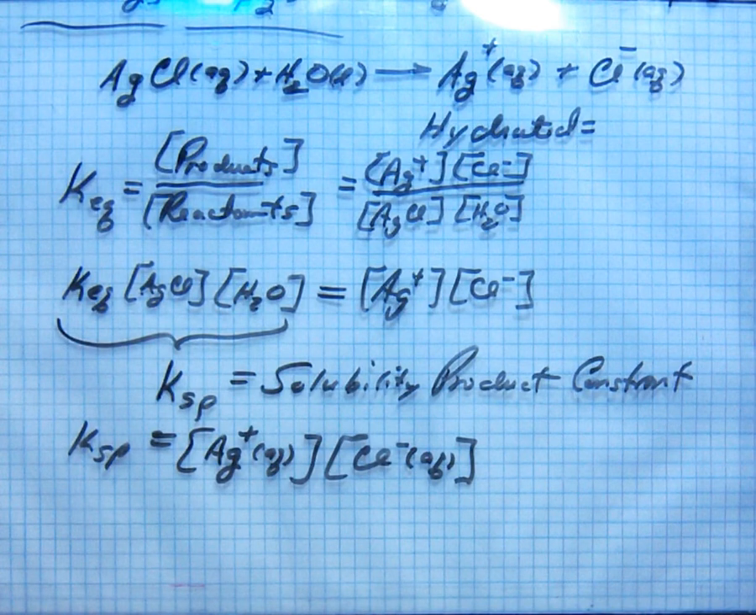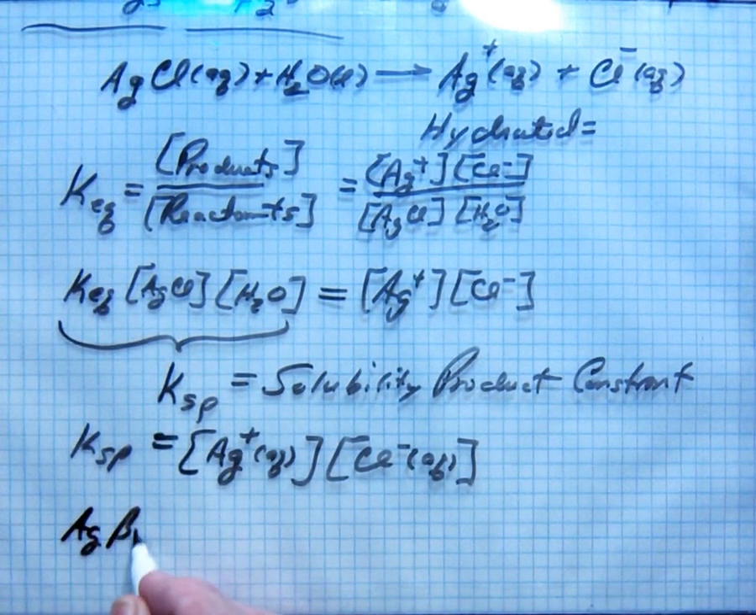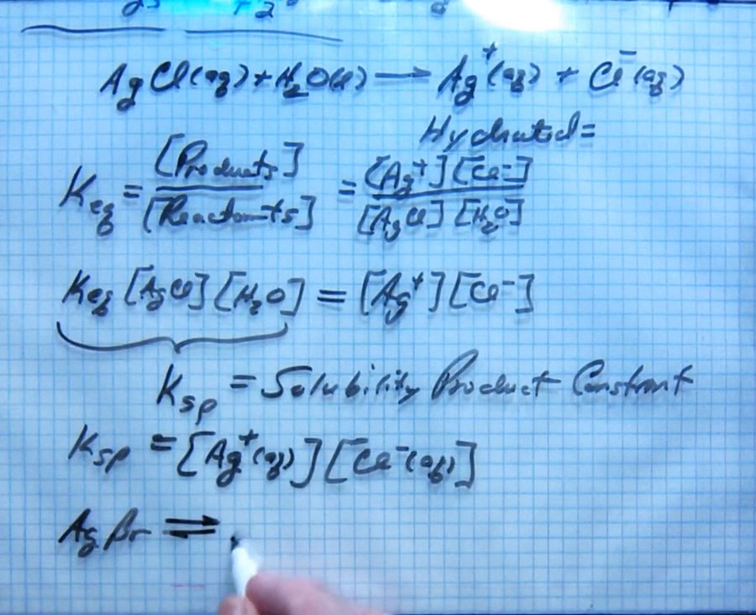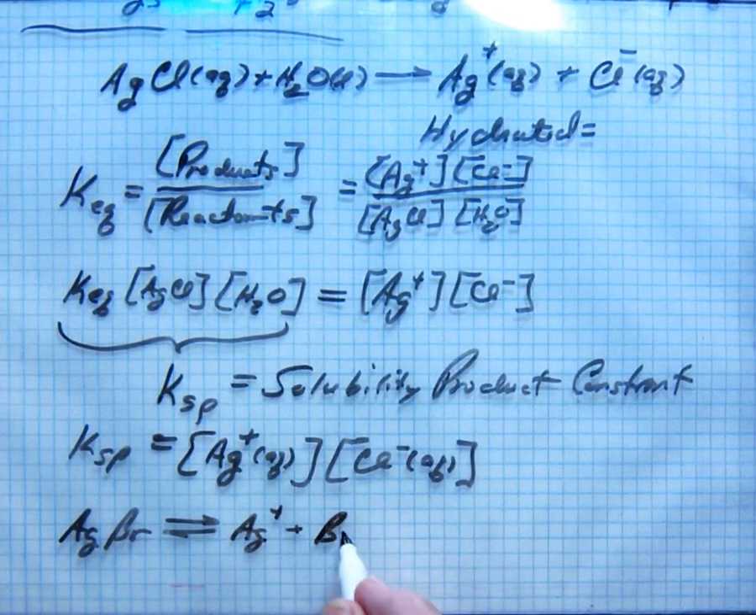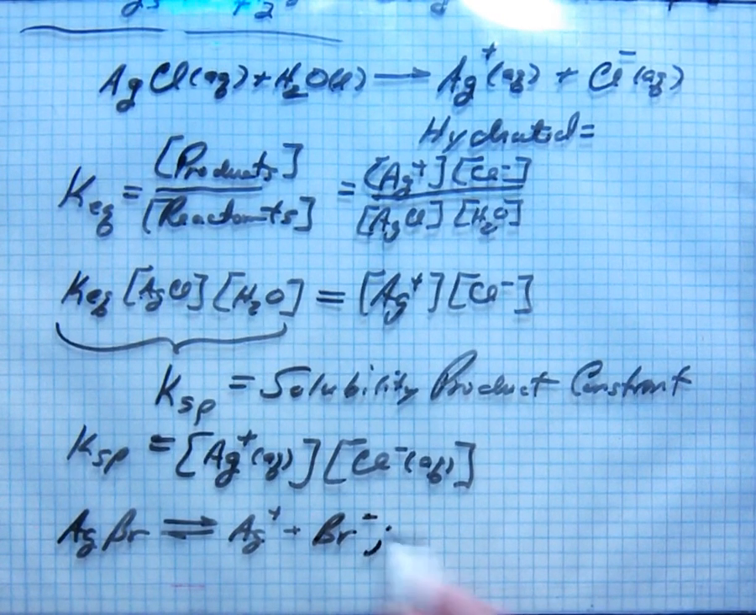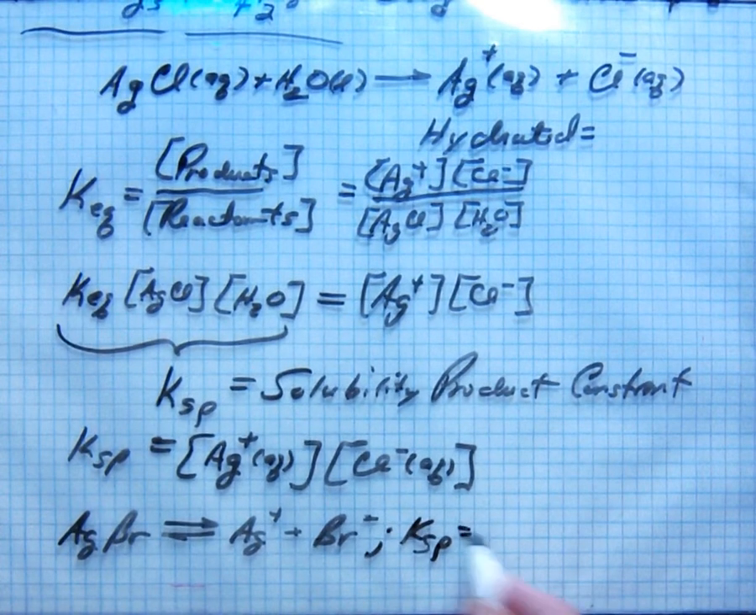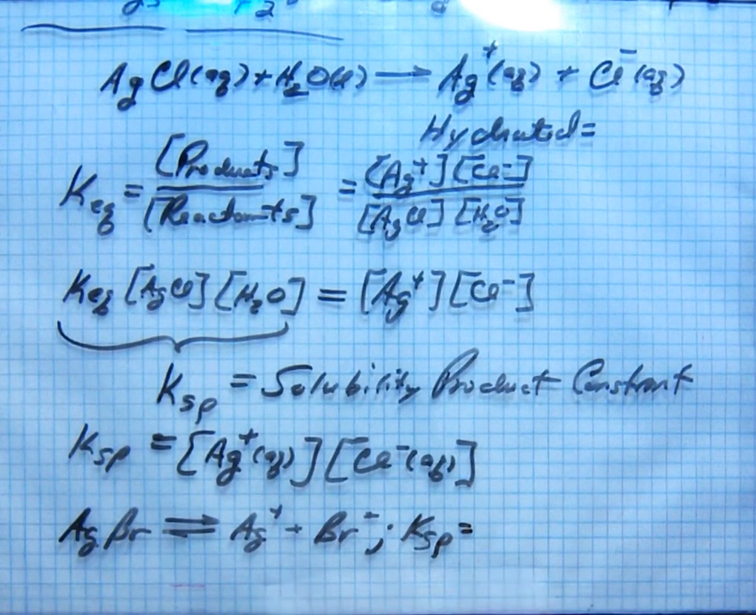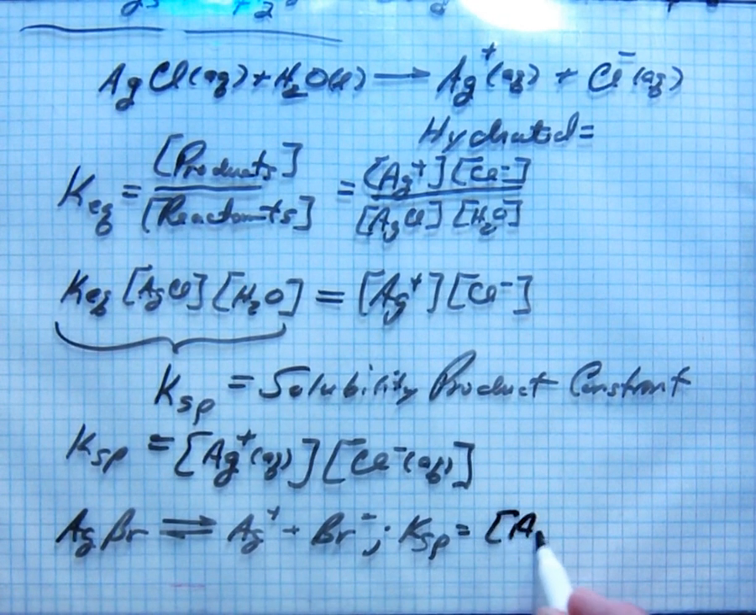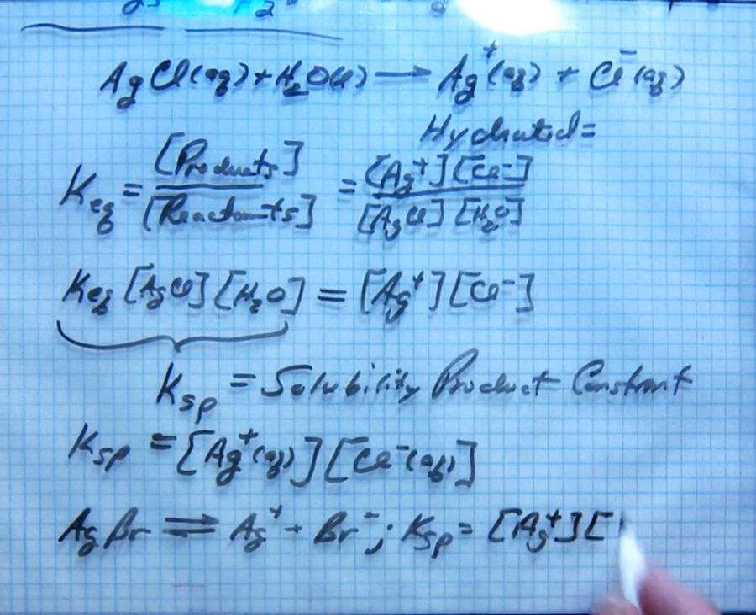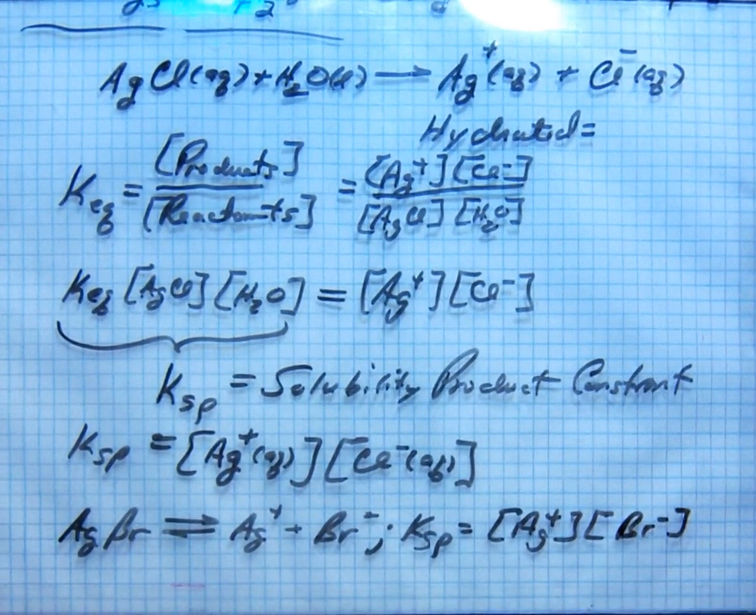So if you had a one-to-one silver bromide, it would enter into solution in this capacity, like that, and your Ksp would be only in terms of the products. And since that is a one-to-one, that's the way you do this. And so your problem will involve molar concentrations of ions as well as a Ksp number.